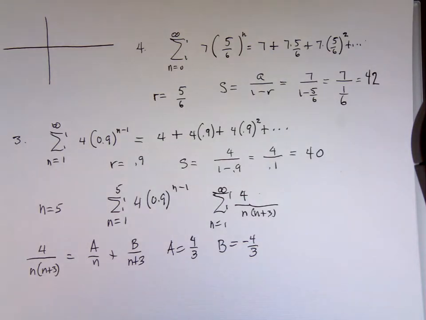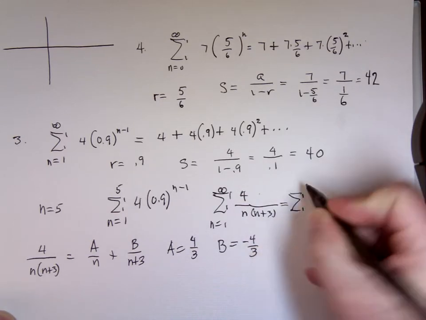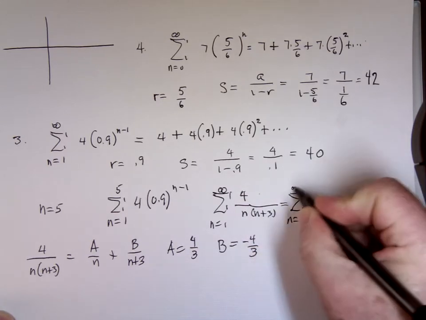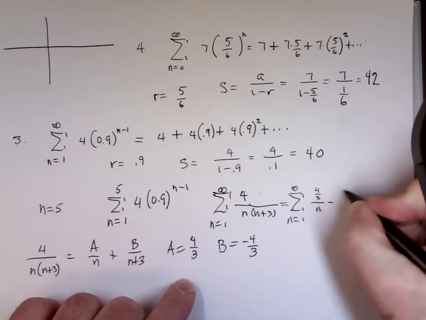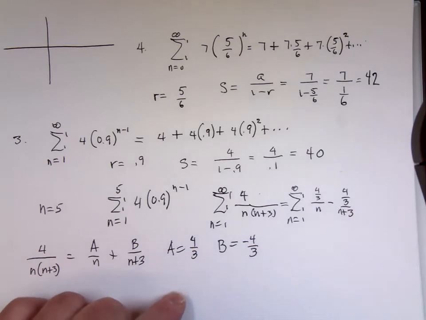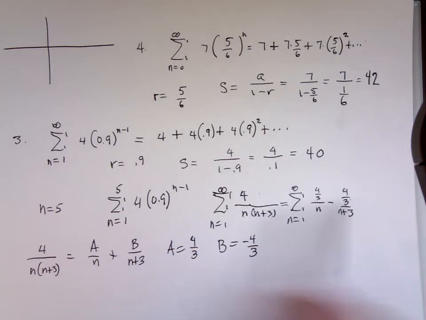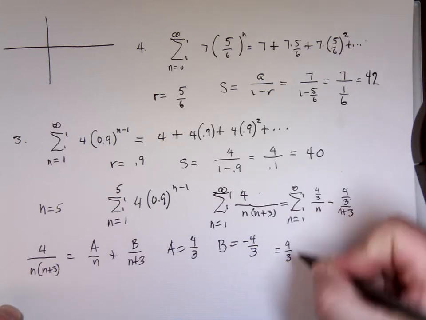All right, once you do this, then you realize that this can be written this way: 4/3 over n minus 4/3 over n plus 3. Now, the 4/3 you can take out front, and I'd recommend it, just to get it out of there.